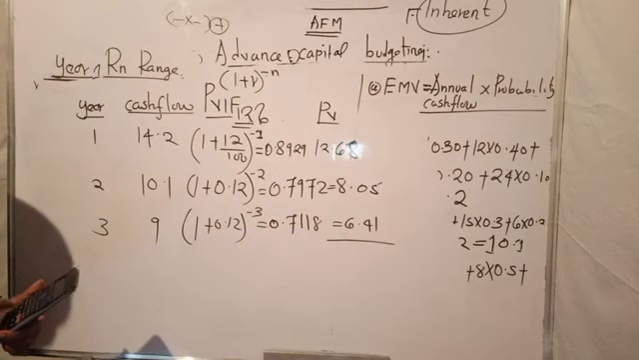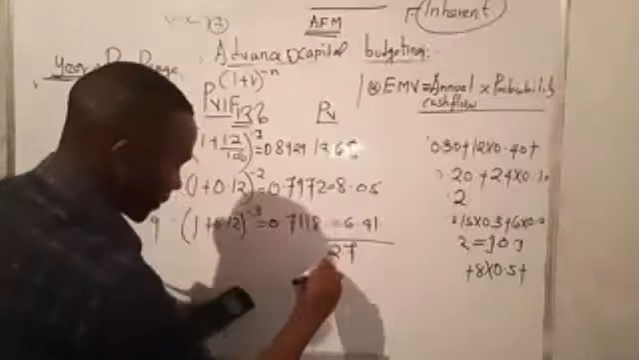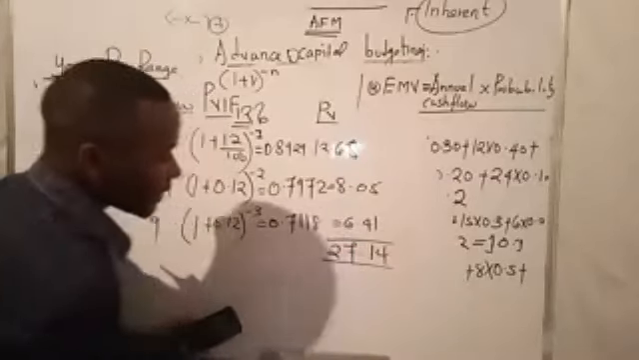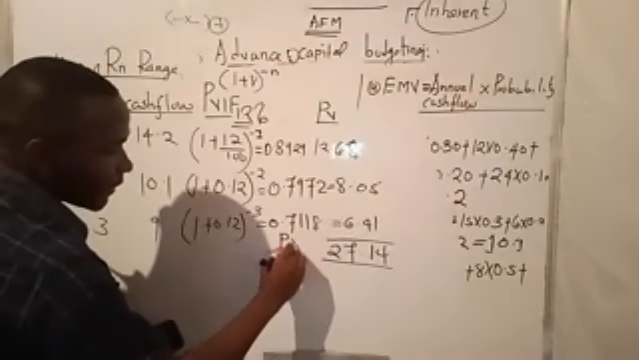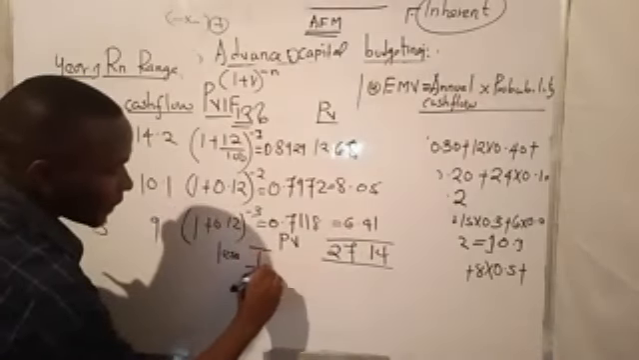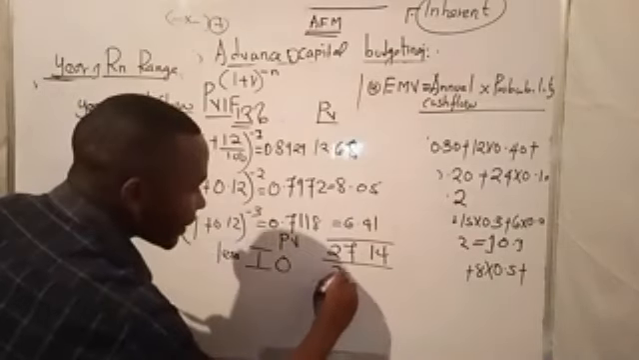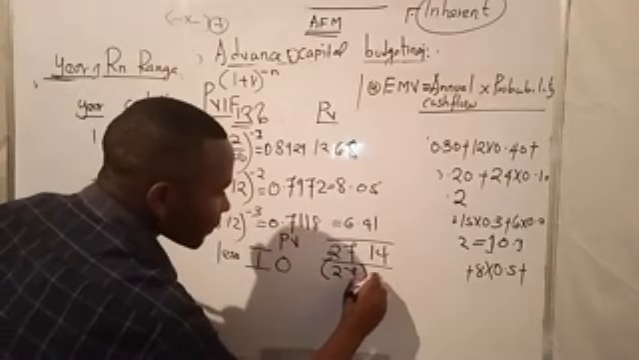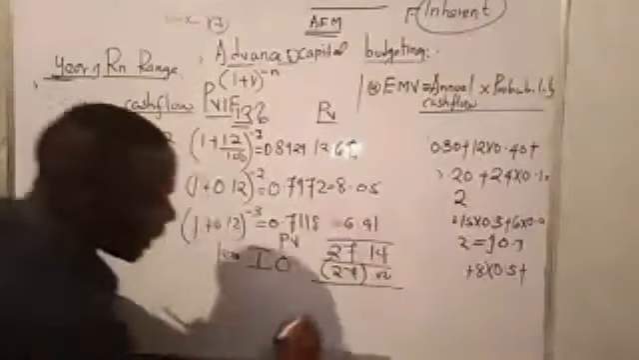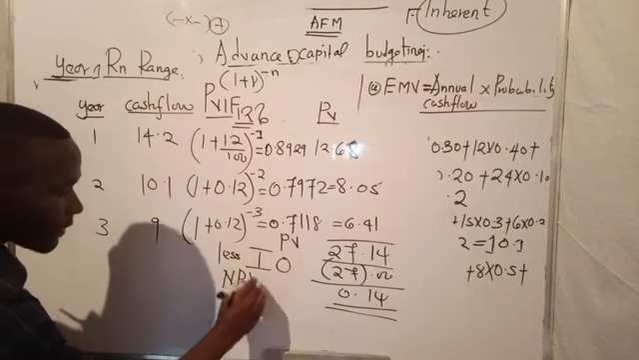Then you get the total present value: 12.68 plus 8.05 plus 6.41 gives you 27.14. That is the present value. This is the present value less the initial outlay. The initial outlay is 27 million. So we less 27 million here, initial outlay, to give us 0.14.